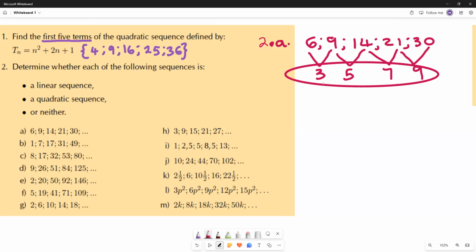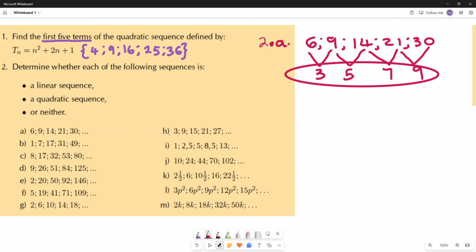But I need you to see some pattern here. The first differences form another pattern. This pattern is called a linear pattern. It is a very important thing to know that the first differences of a quadratic number pattern form a linear pattern. So when I see the first differences forming a linear pattern, I know that this is a quadratic pattern, because the first differences of a quadratic pattern are linear.